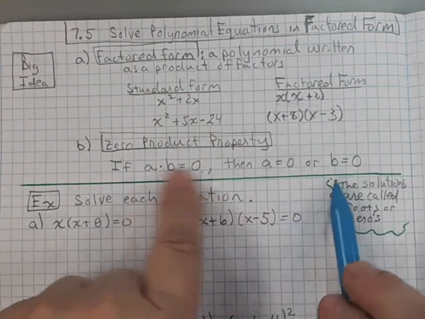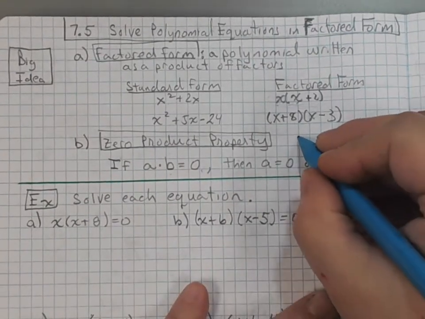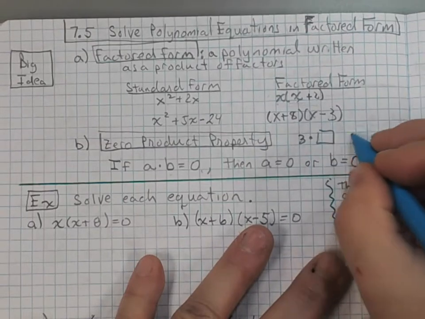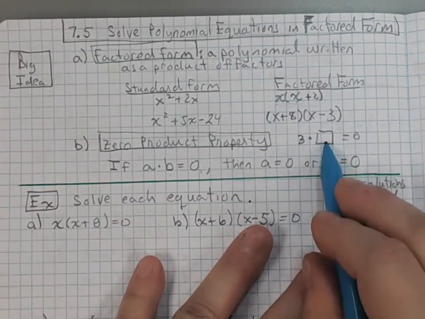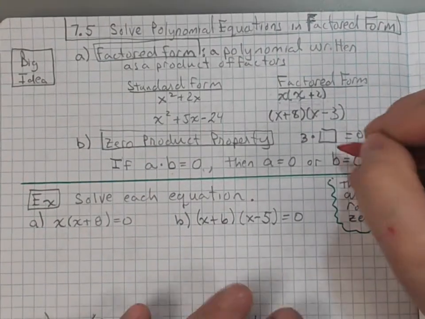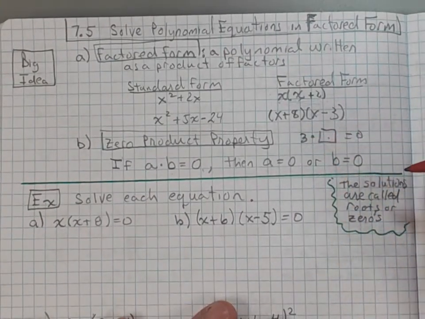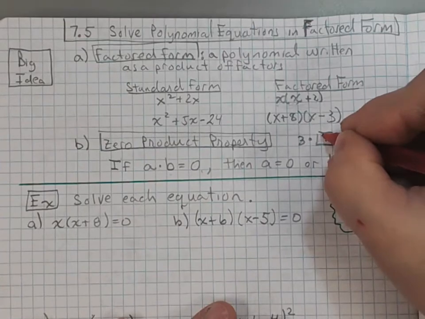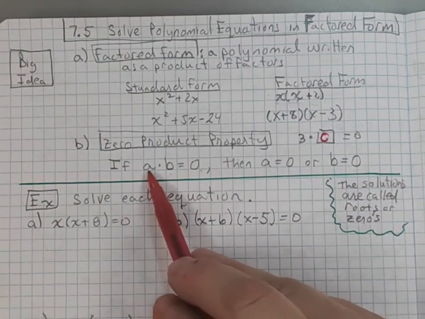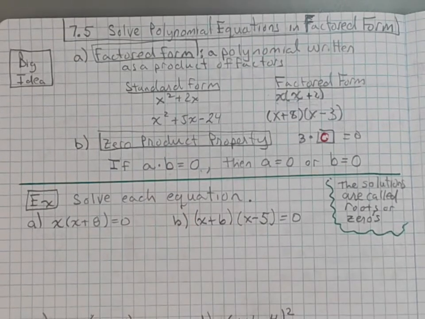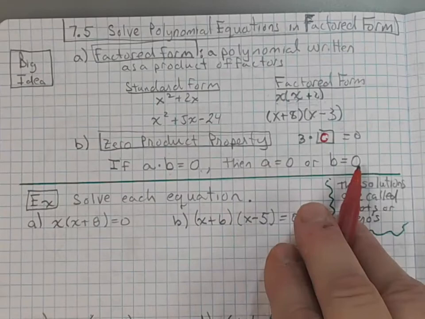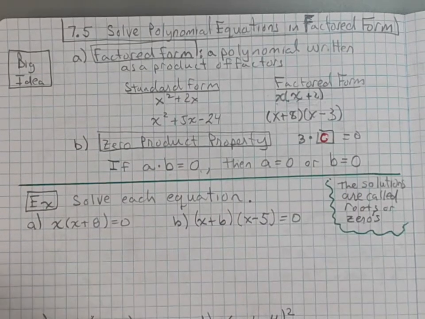Like A could be 0 or B could be 0. So what that means is this. If I write 3 times something equals 0, what has to go in that box? What number could possibly, can't be 1. 3 times 1 is 3, right? So what number goes in there? Should be guessing 0. So that's what we're saying here, is that one of these two factors has to be equal to 0. And this is the key to solving a factored form. And I'll show you how it works.